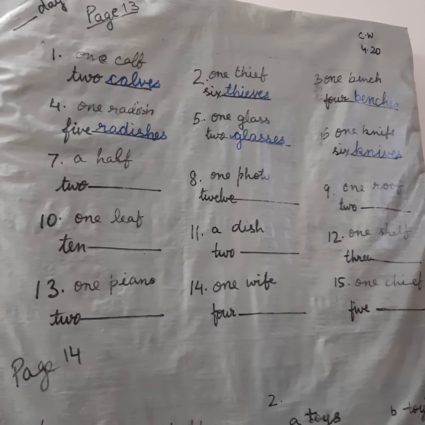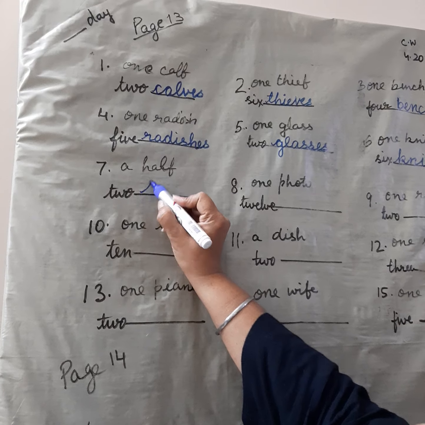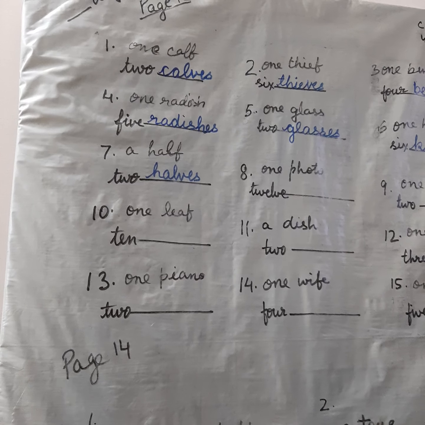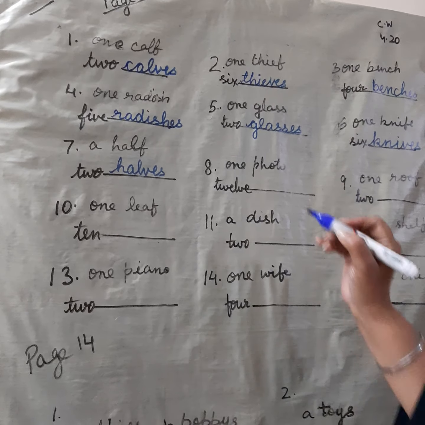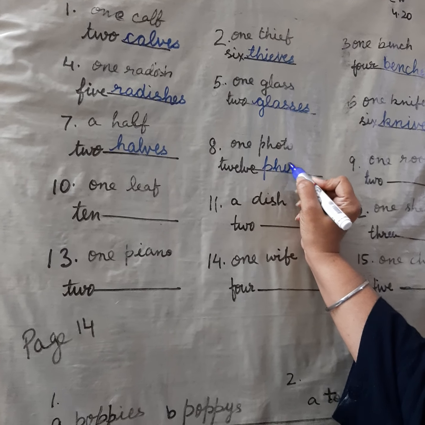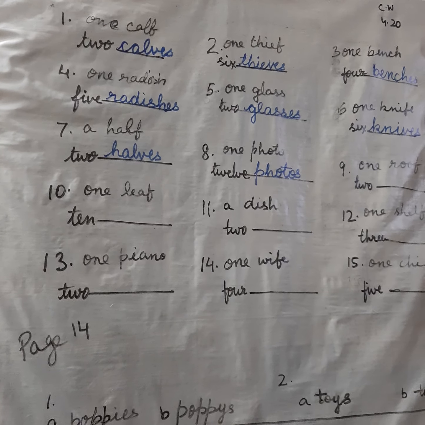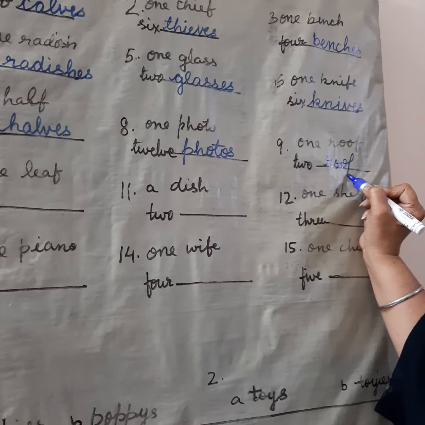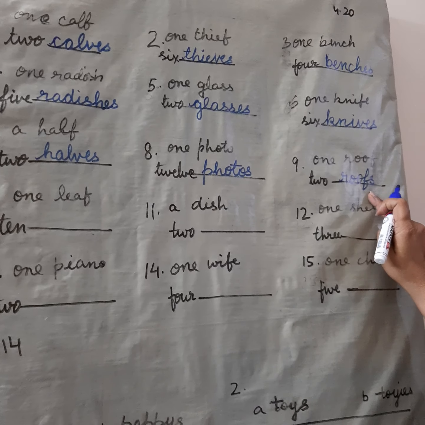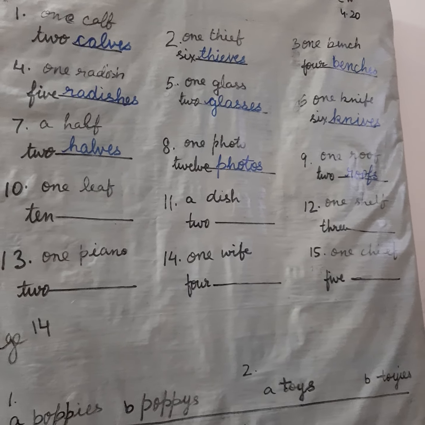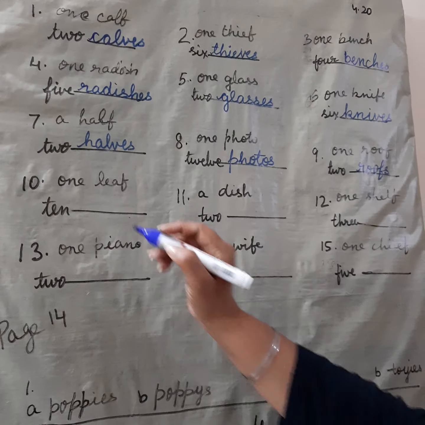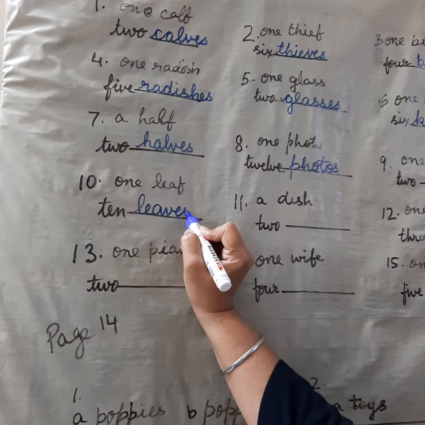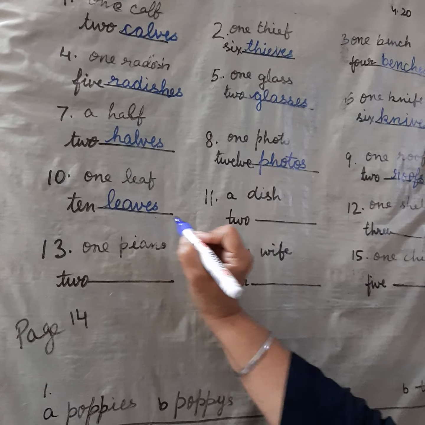Now a half and two halves, HALVES. Now one photo, photos. Now one roof, two roofs. We will not replace this F. We will simply add S to roof to make it plural. So two roofs. Now one leaf, leaves. We will replace the F with VES.